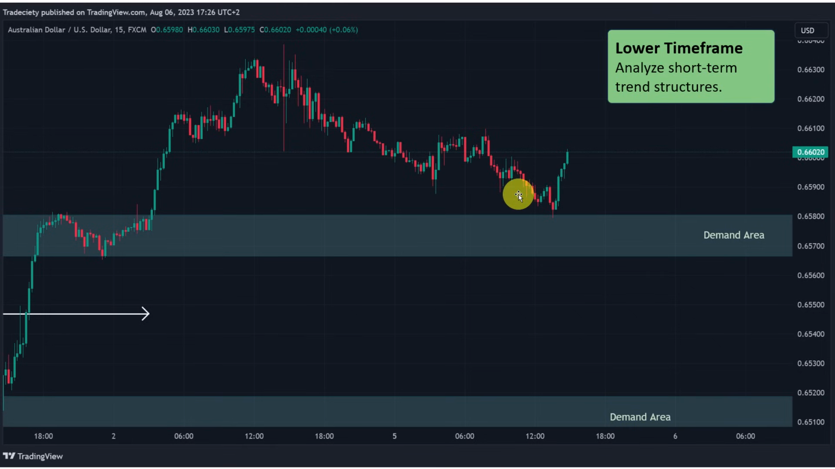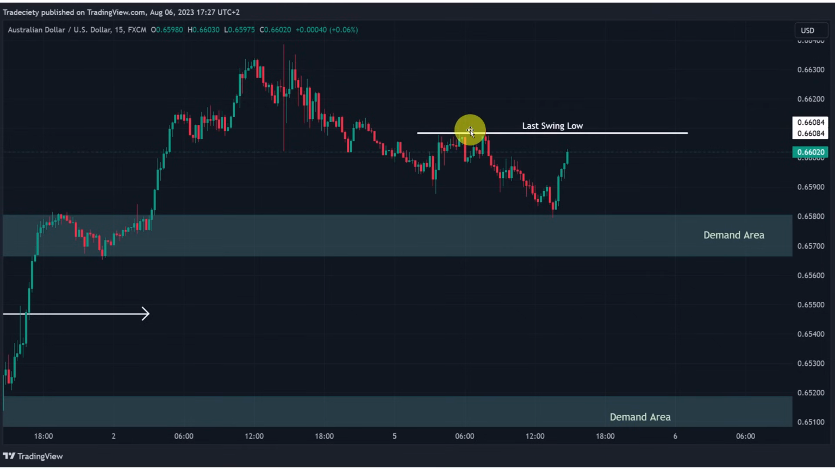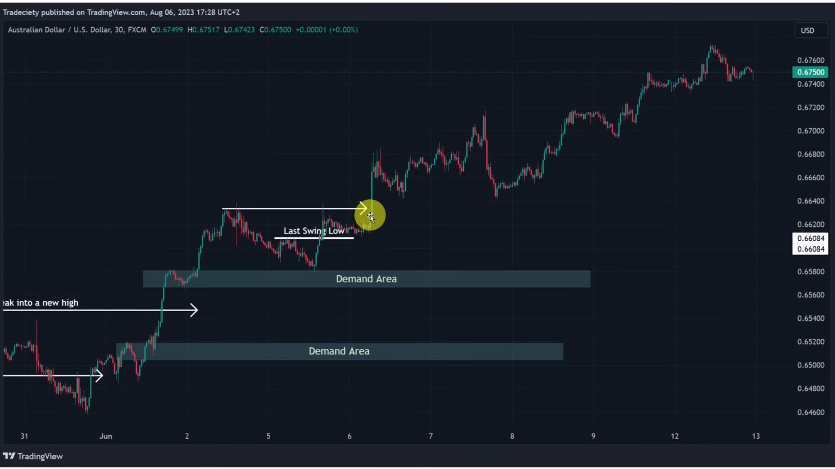Here we want to analyze the trend structure. We can look at the swing highs and lows, and when the market breaks above this, it also now looks like an inverse head and shoulders. The market breaks above it, and then you can see the market turns over and continues the uptrend.